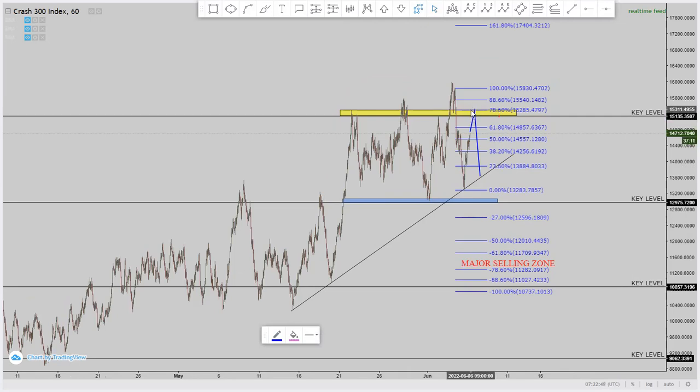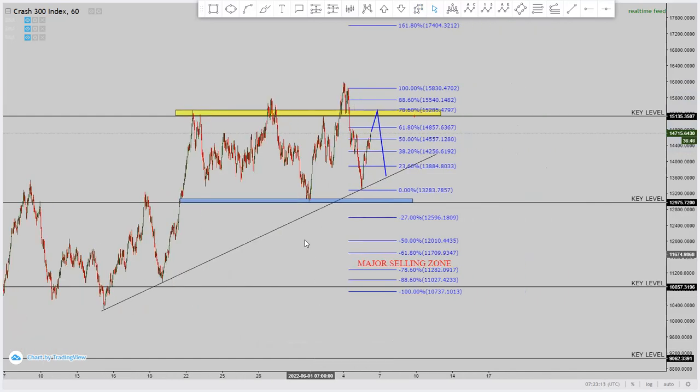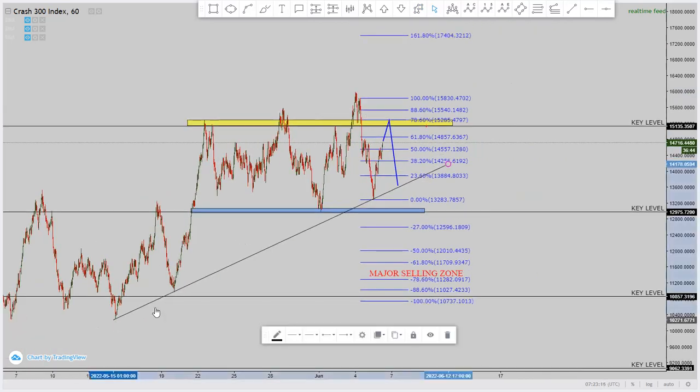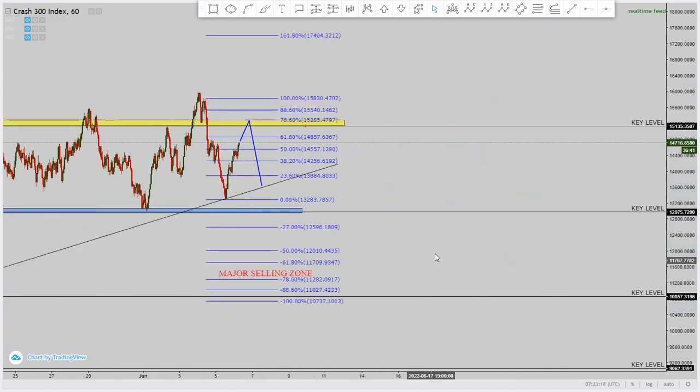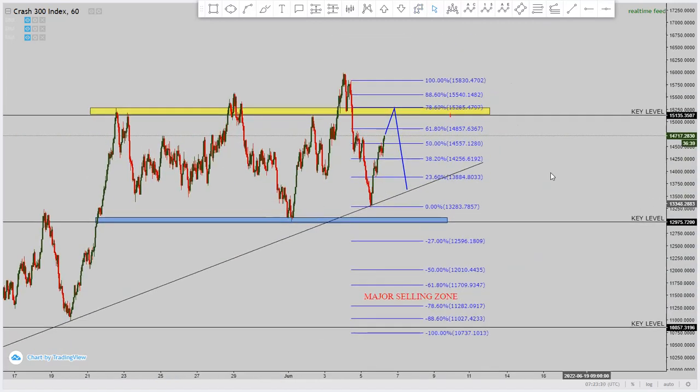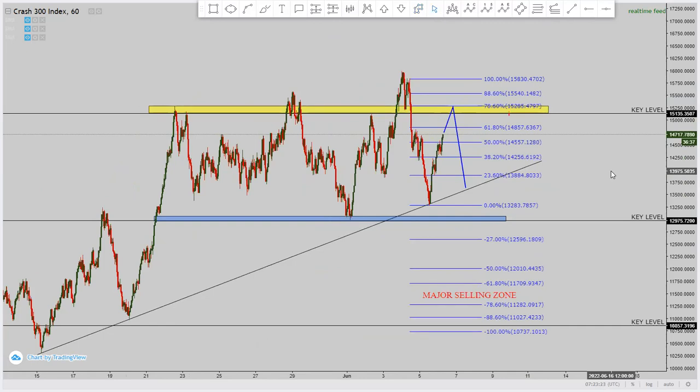Then the second, unlikely scenario is for price to come all the way up and break this key level. Once it breaks this one, it continues. Maybe it comes back to retest this high there, then maybe comes back down inside this resistance. It's an unlikely scenario, but we are also ready for it. So basically, whatever happens right now on Crash 300, we are mentally ready.